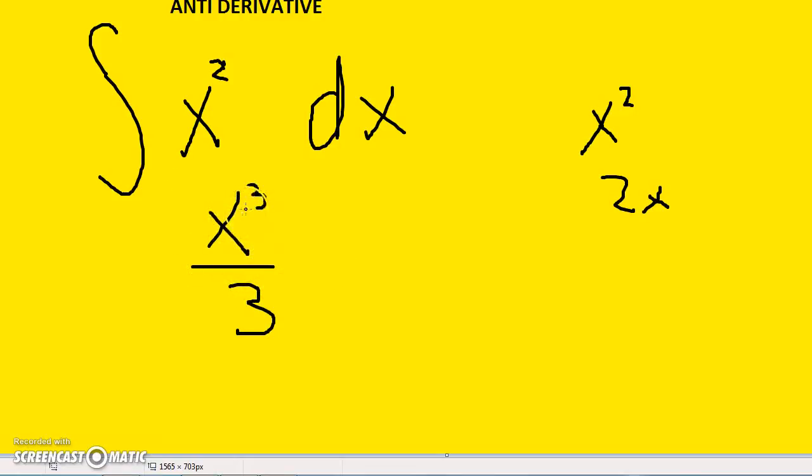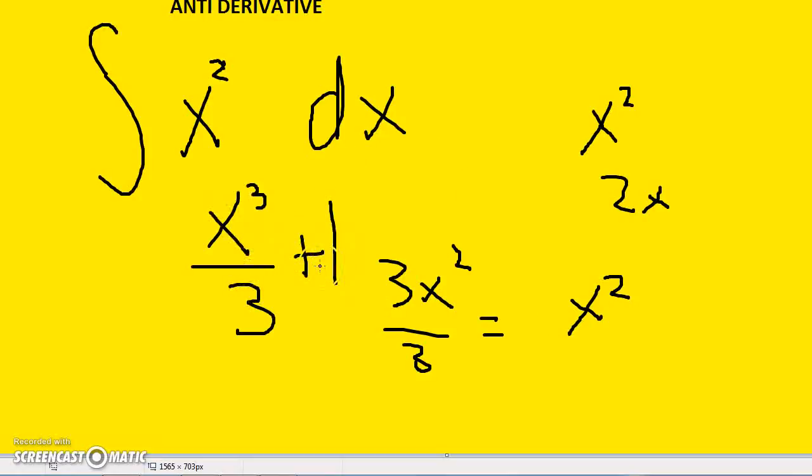But when you check it, you go, okay, let me drop this power down. Oops, sorry about that. 3x squared divided by 3, and then you lower that, that's x squared, right? That gives you back the original. So this is the antiderivative, right? Well, kinda. The problem is, what if you have this?